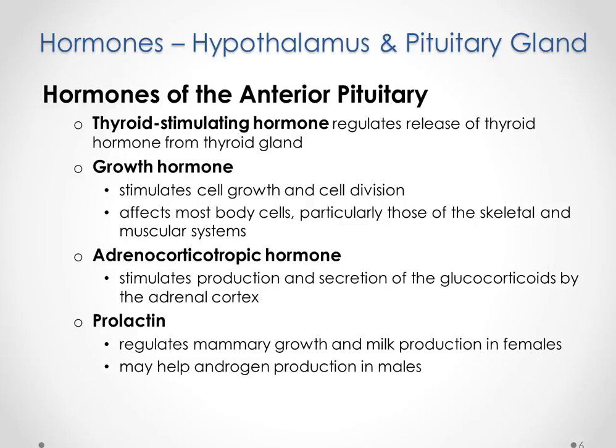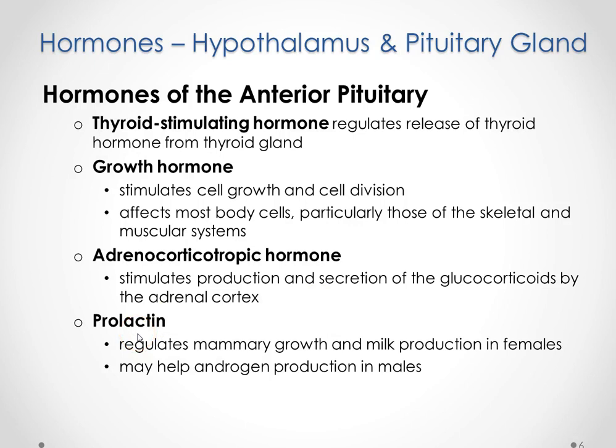The next hormone is going to be the adrenocorticotropic hormone. This is going to affect the adrenal gland, and specifically the adrenal cortex, which is the outer layer of the adrenal gland. And it's going to stimulate the production and the secretion of different types of corticosteroids. One particular one would be glucocorticoids. It's going to stimulate that adrenal cortex to produce and secrete these types of steroid hormones. And we'll go into more detail about what these groups of steroid hormones do once we get to the adrenal gland.